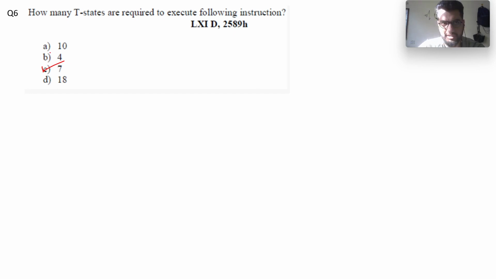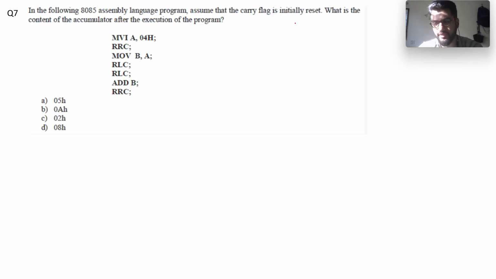No, it requires 10 T states. Sorry, it requires 10 T states. It requires 10. LXI D requires 10 T states. Then we have question number 7.